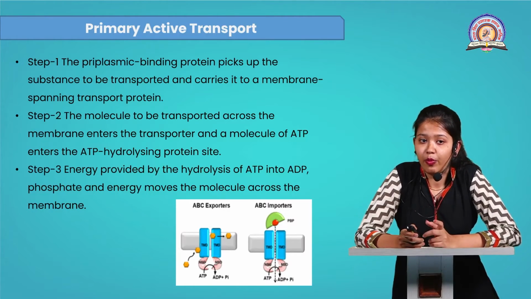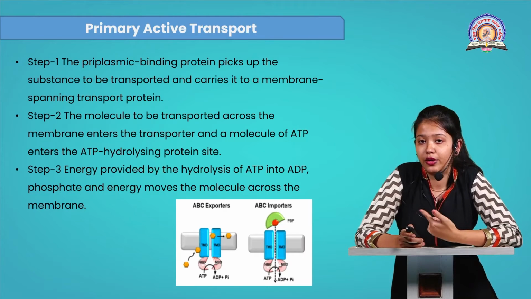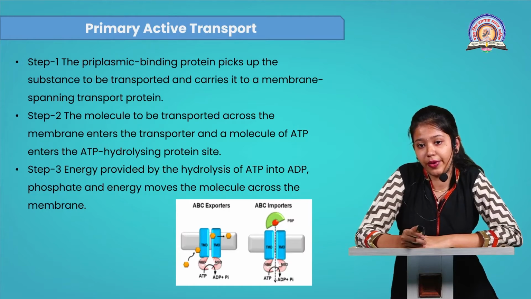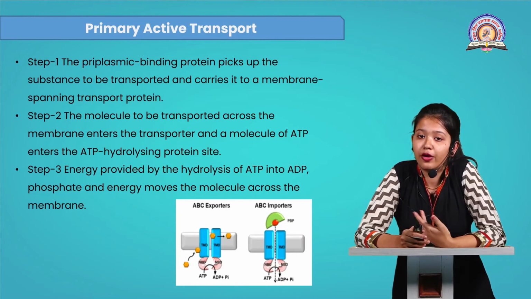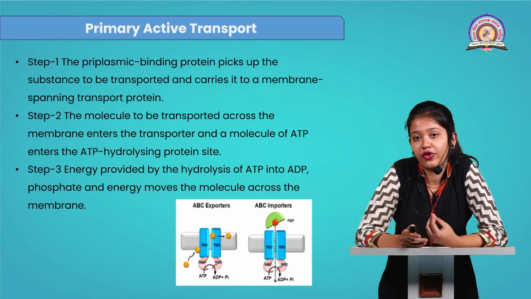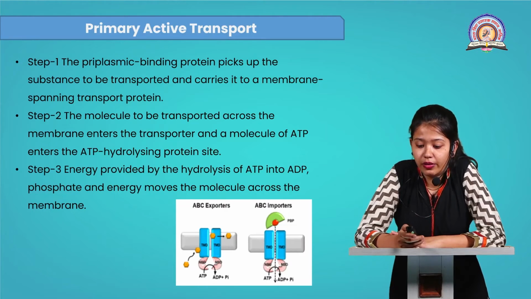So in step 1, the periplasmic binding protein first picks up the molecule to be transported and carries it to the transmembrane domain. In the second step, ATP is hydrolyzed, and the energy provided by ATP hydrolysis moves across the membrane. So with the help of this energy, the molecule is successfully transported across the membrane. That molecule may be charged or ions.